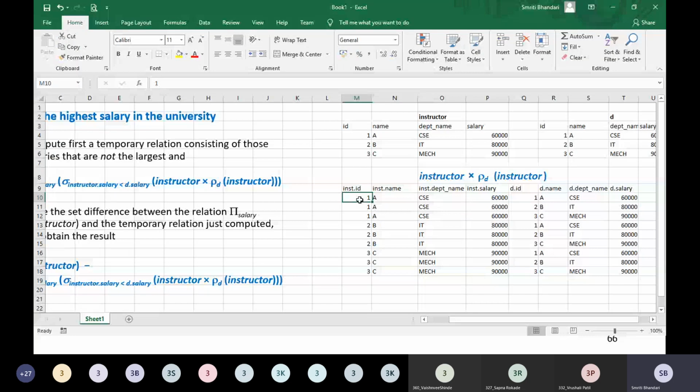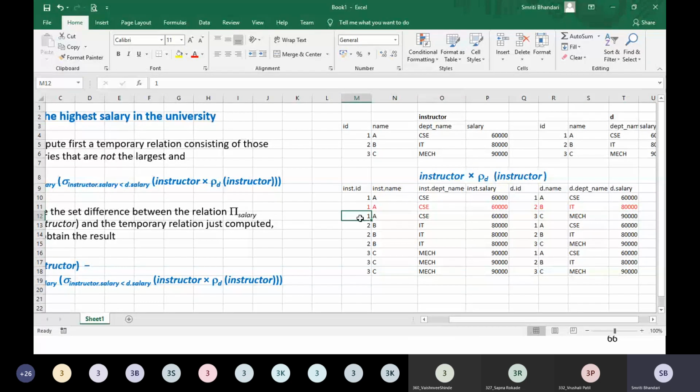Now, let us see one by one. Let us see this first tuple in this relation, whether instructor.salary is less than D.salary. Yes or no? Instructor.salary is less than D.salary? No. So we are not going to consider this tuple. If it is less, then only we are going to get that. Now, if we look at this second tuple, whether instructor.salary, that is 60,000, is less than D.salary.